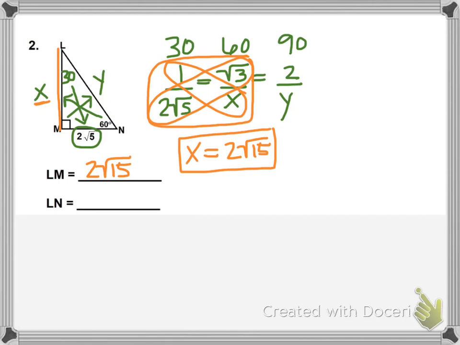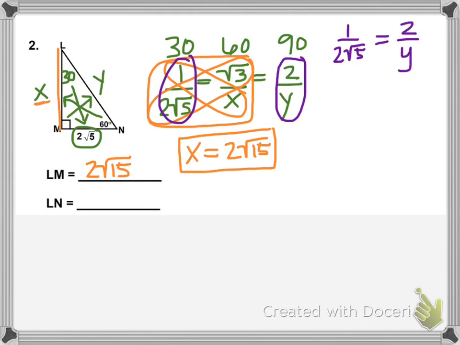Now let's go ahead and find the length of y, or LN. So I'm going to use this last ratio. I want to set it equal to the other ratio that was just numbers, which is the first one. I'm going to rewrite them so that they're next to each other again. 1 over 2 square roots of 5 equals 2 over y. Let's go ahead and solve this proportion.